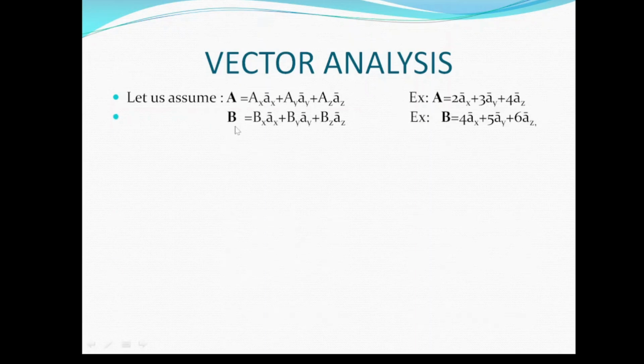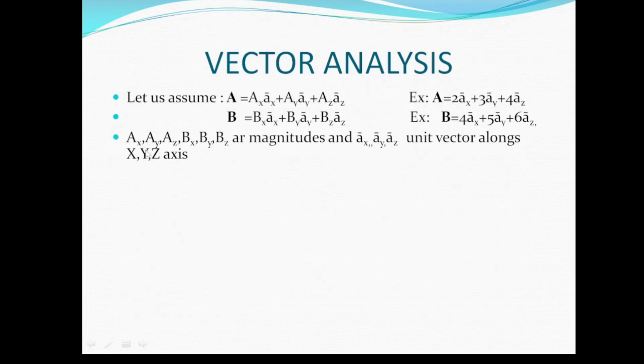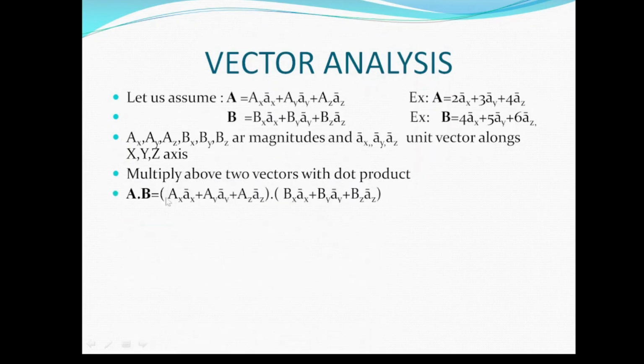In the same way, assume vector B is equal to Bx into ax plus By into ay plus Bz into az. For example, B is equal to 4ax plus 5ay plus 6az. So 4 is the magnitude along the x-axis, 5 is the magnitude along the y-axis and 6 is the magnitude along the z-axis. So capital Ax, Ay, Az, Bx, By, Bz are magnitudes and ax, ay, az are unit vectors along the x, y, z axes. Multiply the above two vectors with the dot product.